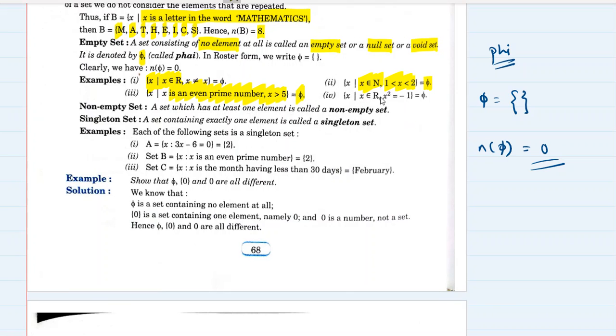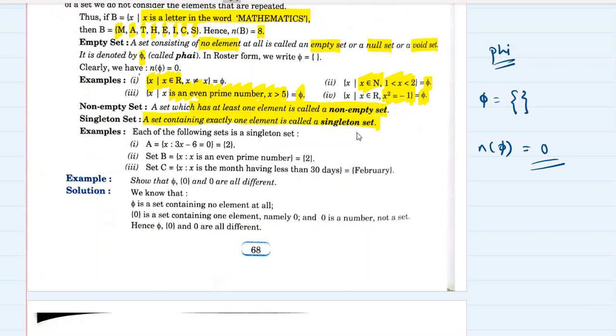X such that X belongs to real numbers and X square is equal to -1. No number's square can be negative. So X square is equal to minus 1 is a null set. Non-empty set: a set which has at least one element is called a non-empty set. Singleton set: a set containing exactly one element is called a singleton set.